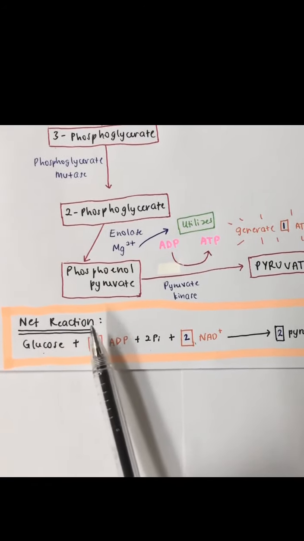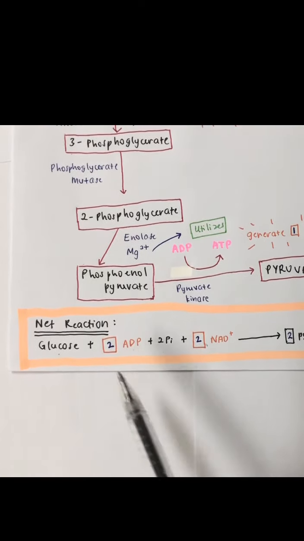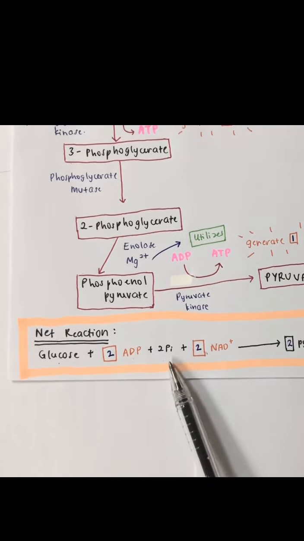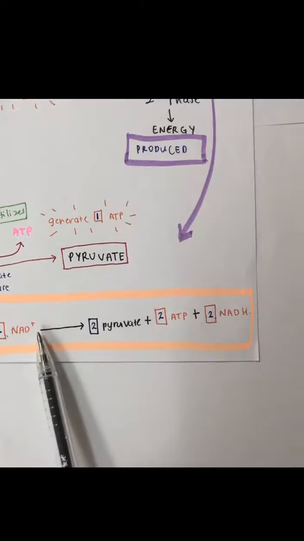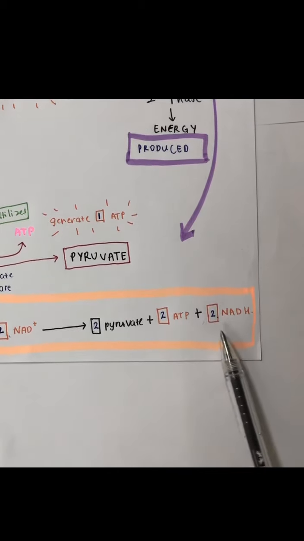Therefore, the reaction shows that 1 glucose plus 2 molecules of ADP plus 2 molecules of inorganic phosphate plus 2 NAD+ will produce 2 pyruvate plus 2 ATP plus 2 NADH.